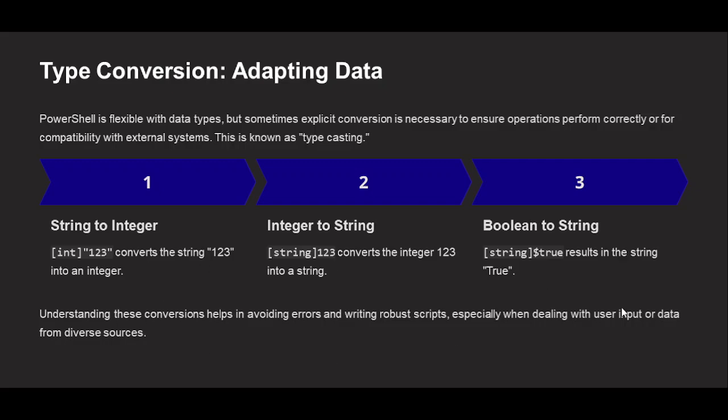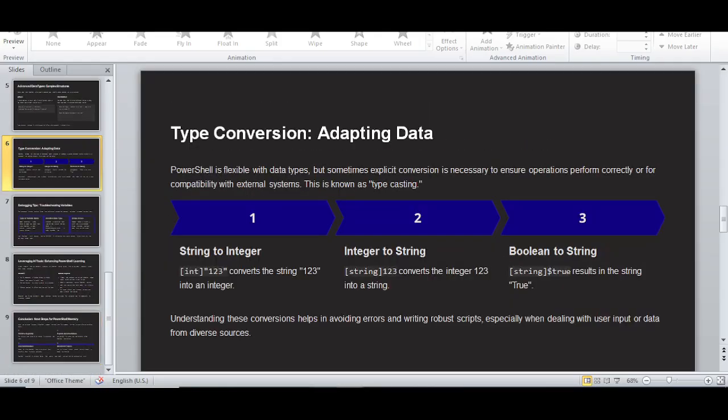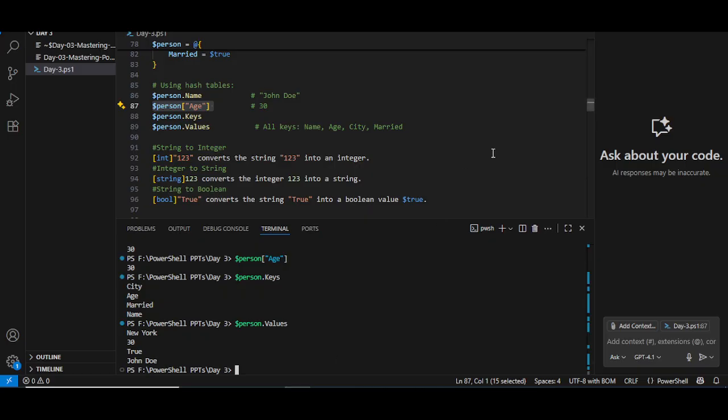Okay. Another type is Boolean to string. If I want to convert $true, a Boolean, how can I do it? I simply need to write string in front of that. Here what I'm doing is Boolean to string. So $true is a Boolean, and I want to convert it into a string. It will simply convert it into a string. So let's do a demo of how we can convert the data types.